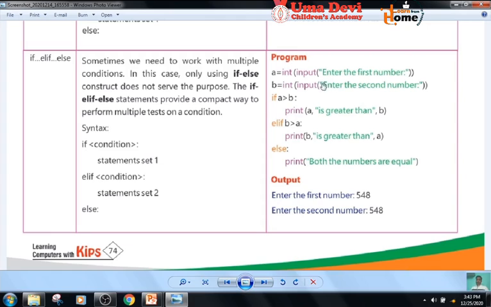Look at the program here. The values are assigned in A and B. They have written: if A is greater than B, print A is greater than B. Then elif B is greater than A, print B is greater than A. Else print both numbers are equal. They have given the first number 548, second value 548. So what will happen here? The first condition will not be executed because the numbers are equal. The second will also not be executed. Then the third one, else, will be executed, and the output will be: both numbers are equal.